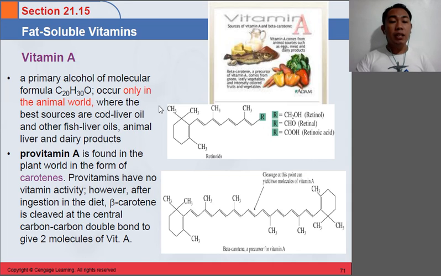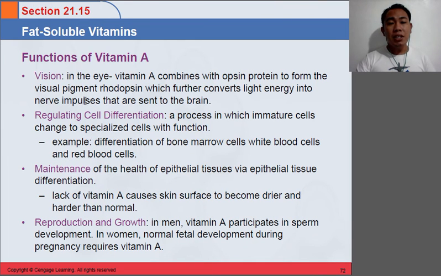However, after ingestion in the diet, the beta carotene is cleaved at the central carbon-carbon double bond, cleavage here, to give a molecule of vitamin A. That means we cannot obtain vitamin A directly from plants. We obtain only the beta carotene, and once we ingest that beta carotene, it will be cleaved at the central carbon-carbon double bond to give two vitamin A's. Okay?